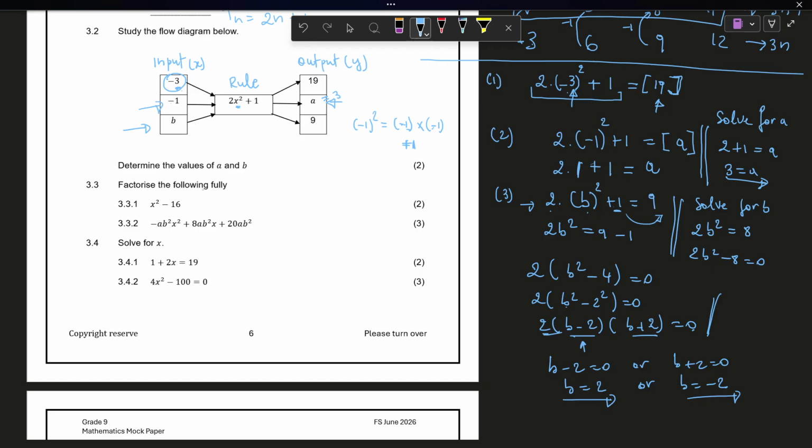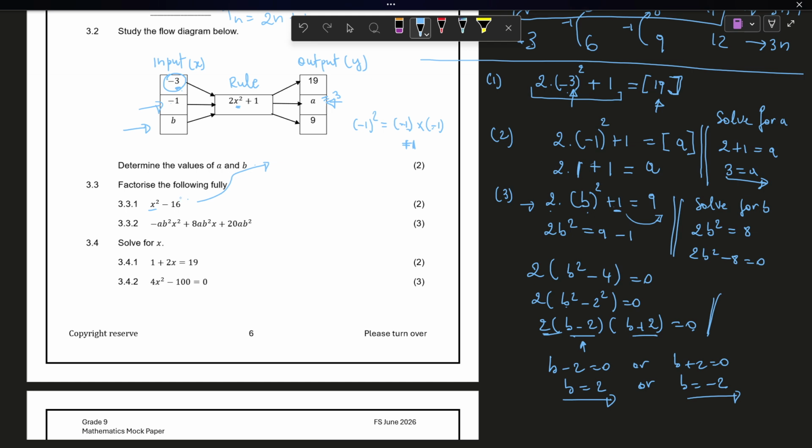It says factorize fully. Factorize the following fully. So we've got this. Can we pick up right here that we also have the difference of two squares? Let me just use this space here to solve this. The first thing you do when you go to factorize is always try to find a common factor. Do I have a common factor between x squared and minus 16? No, I do not.